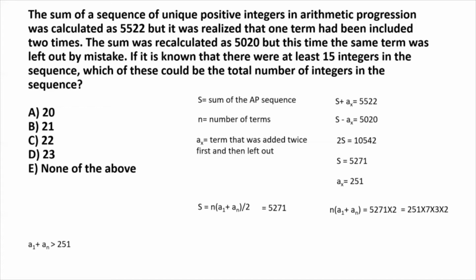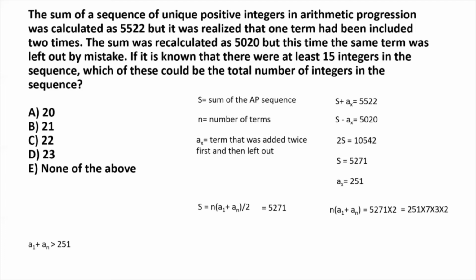So what's the next step? Well, one thing we know is that since one of the terms of the AP series was 251, the sum of the first term and the last term must be greater than 251. Why? Because in a limiting case, suppose ax, which we determined as 251, was the term included twice the first time and left out the second time. In the limiting case, if that term is the last term, then of course a1 plus an is going to be greater than that, because it was a sequence of positive integers, so a1 has to be greater than 0. And since one of the limiting values that ax can take is 251, a1 plus an has to be greater than 251.